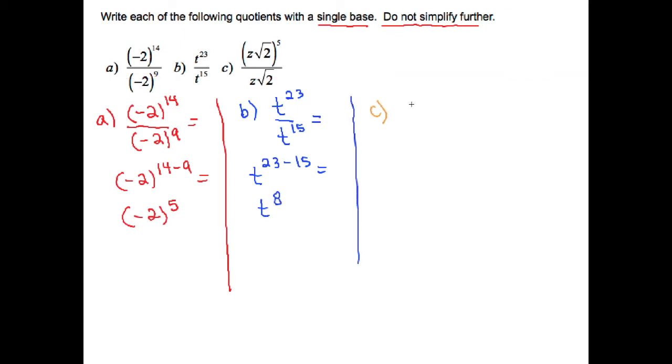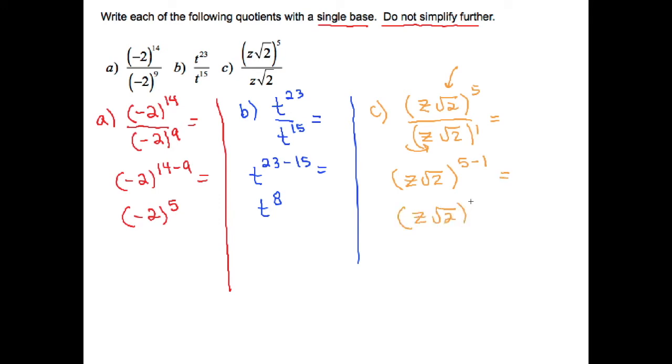For part C, we have z times the square root of 2, all raised to the 5th, divided by that same base, which is z times the square root of 2. So we do have similar bases here. So again, because we're dividing, we can subtract the exponents. That leaves z times the square root of 2, raised to the 5 minus 1, because the exponent on this base is really a 1. And that leaves us with z times the square root of 2 raised to the 4th, and again, because we're writing with a single base, we don't want to simplify further. We are done.